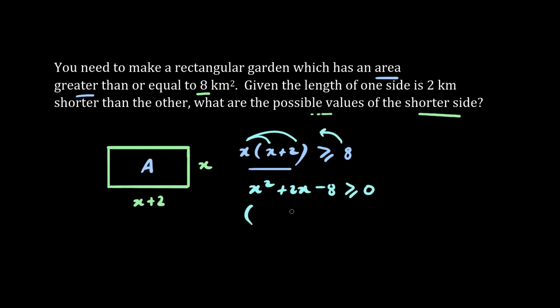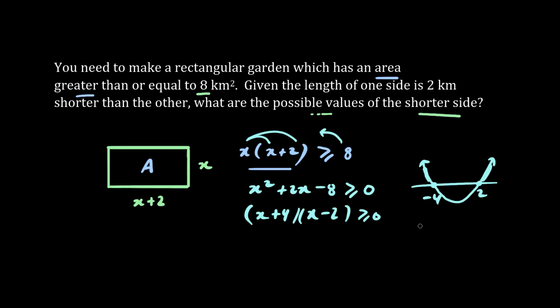We now factor. The quadratic factors to x plus 4, x minus 2. And so we have the critical values at negative 4 and 2. We have a parabola, and we're interested in when the parabola is greater than or equal to 0, above the x-axis. So the domain of x is less than or equal to negative 4, the lowest number, or x is greater than or equal to 2, the largest number.